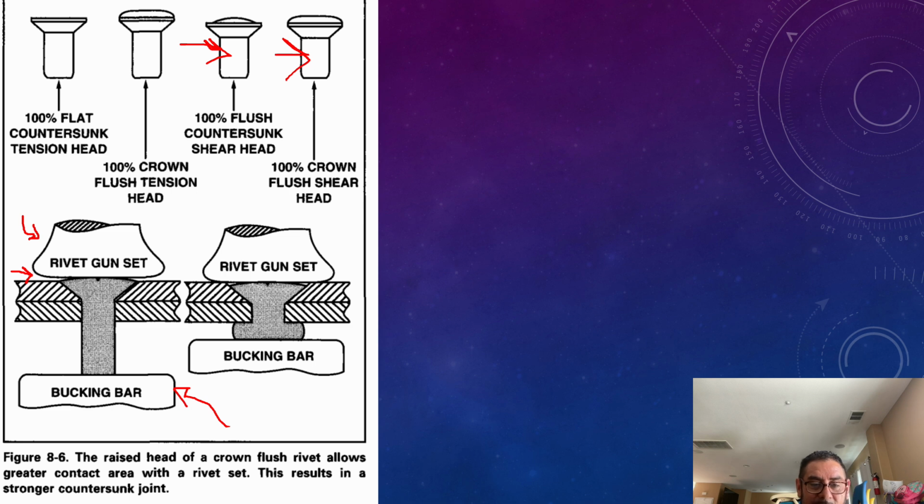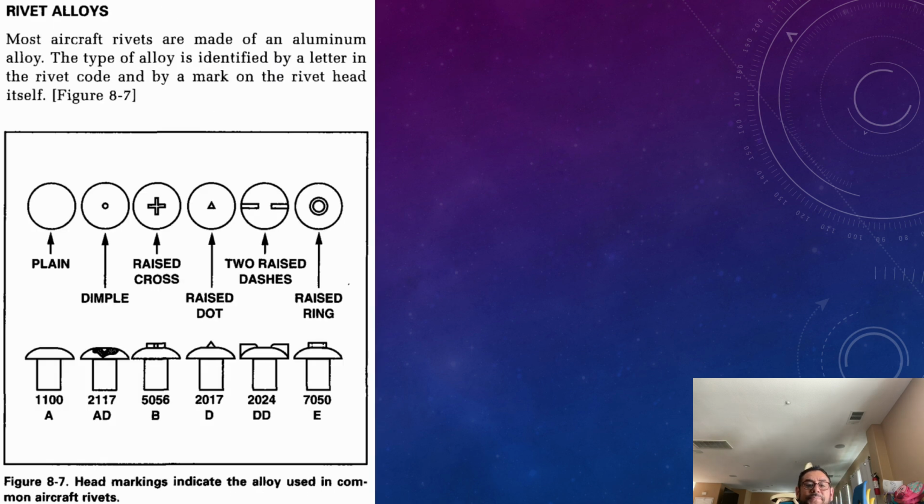The raised head of the crown flush rivet allows greater contact area with the rivet set. This results in a stronger countersunk joint. Now, most aircraft rivets are made of aluminum alloy. The type of alloy is identified by the letter in the rivet code, and by a mark on the rivet head itself. Look at figure 8-7. Head markings indicate the alloy used in the common aircraft rivet. So I want you to pause the video and take notes of this.